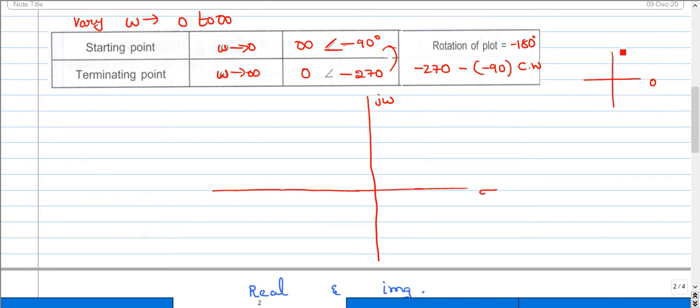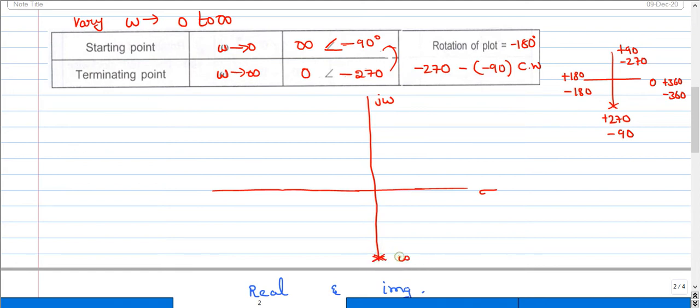Okay, 0, plus 90, plus 180, plus 270, and this will be plus 360. 0, minus 90, minus 180, minus 270, minus 360. Now it is easy to identify. See, this particular point will be the starting point, that is minus 90 degree. Let me mark the extreme point as infinity.